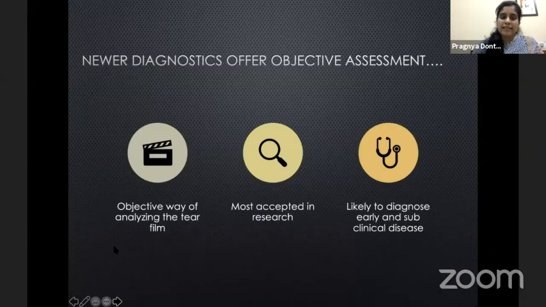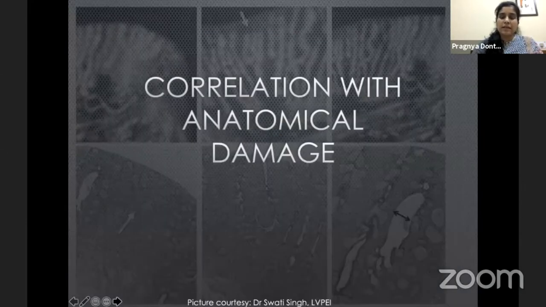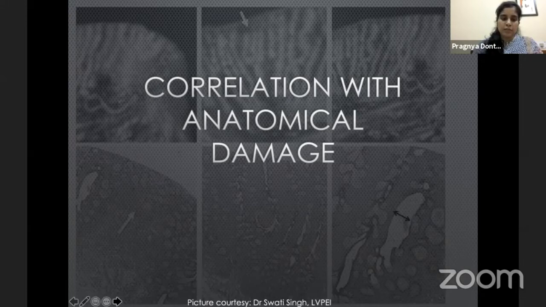So this is the reason why objective assessment of dry eye disease has come into vogue, because it helps us capture the images. We can capture them in real time, record them, and analyze them. This is generally accepted in research, and sometimes it can easily pick up a very early or subclinical disease. But before that, we really need to understand if these machines actually can show us what we want, and how do we use them instead of just trying to see the numbers that are projected to us.